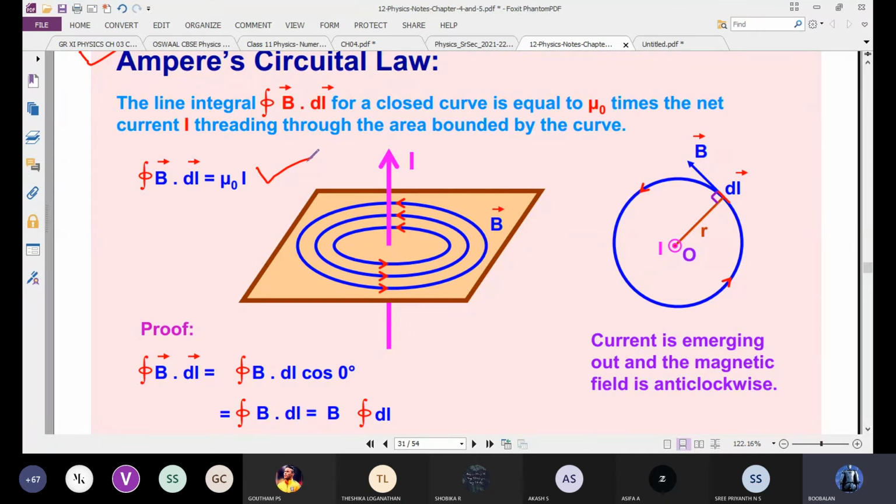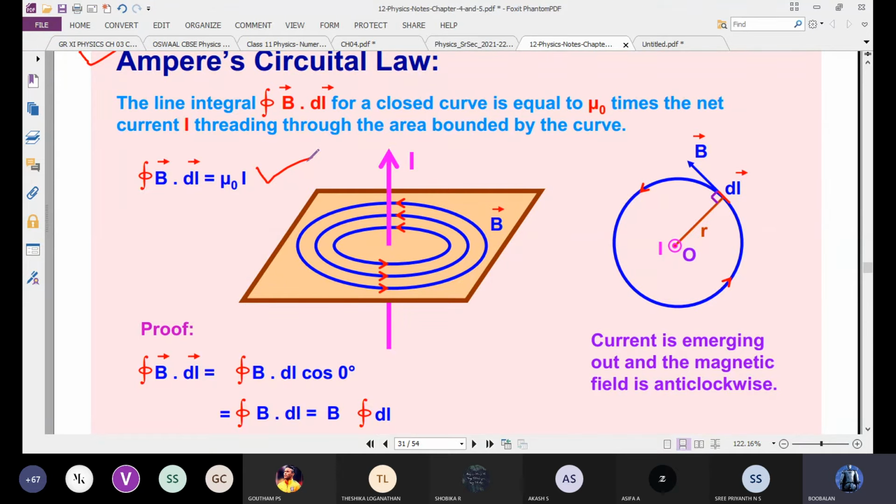Ampere's circuital law states that the line integral of the magnetic field B vector around any closed circuit is equal to mu naught times the total current I passing through this closed circuit.